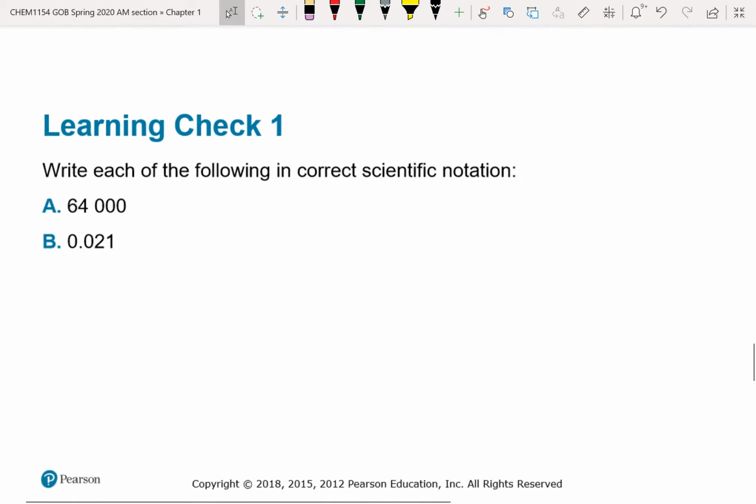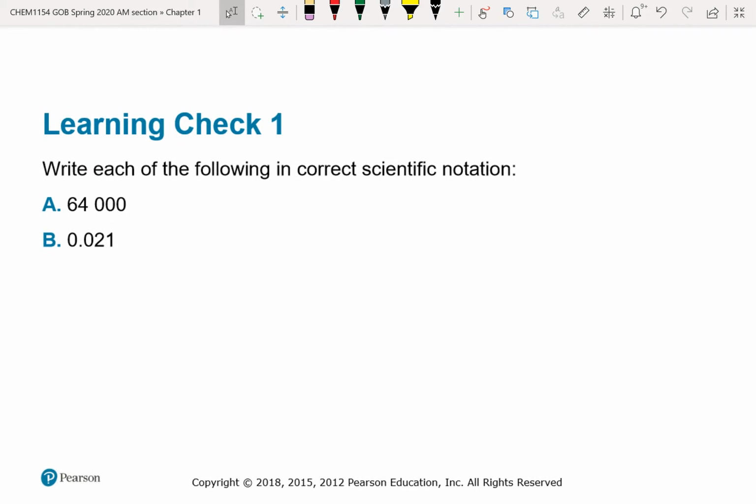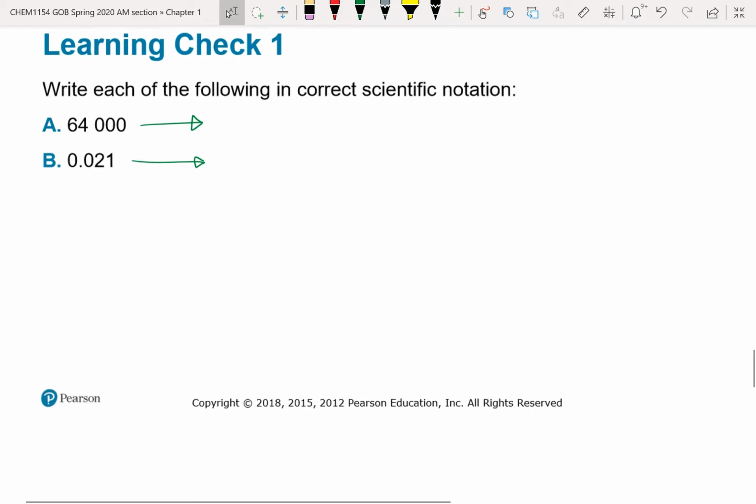All right, let's do a couple quick summary questions here. So we have these two numbers. What I want you to do is to express both of these in scientific notation. So take a minute. So 64,000 and then 0.021.